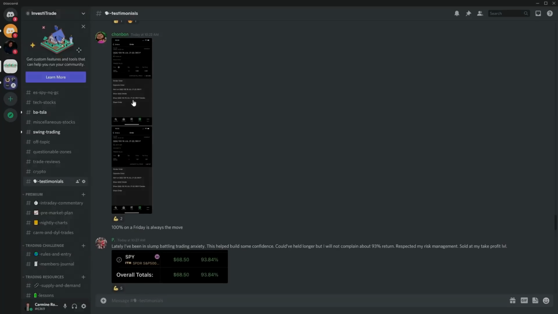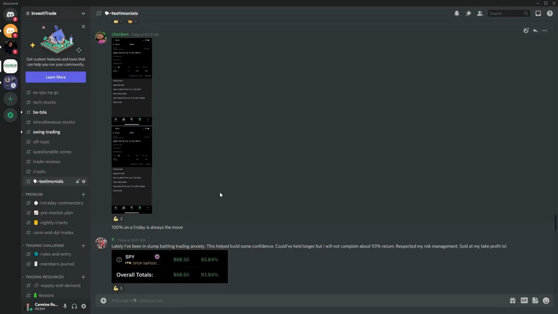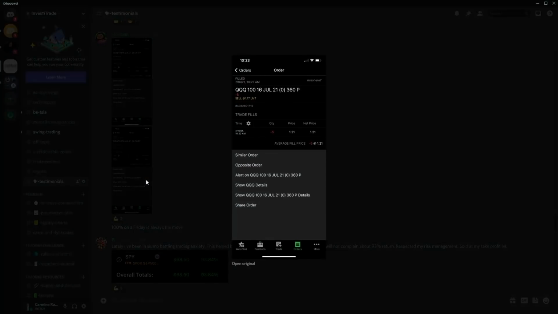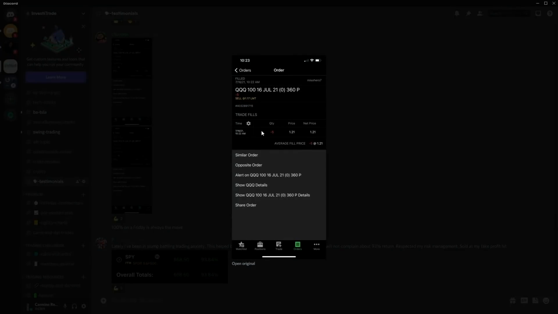Another example is this trader took QQQ puts from the pre-market plan, 5 contracts at 58 cents. This trade cost him a little under 300 bucks, and 17 minutes later he sold the same contracts at $1.21. So that 300 bucks is now about 600 bucks for a quick 100% move in 17 minutes. Now, if you're trading with 100 contracts and it's costing you, let's just call it 6 grand, you could easily make a $6,000 profit in 17 minutes just by increasing your size. So it's all about scalability.